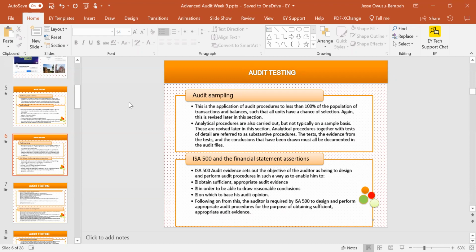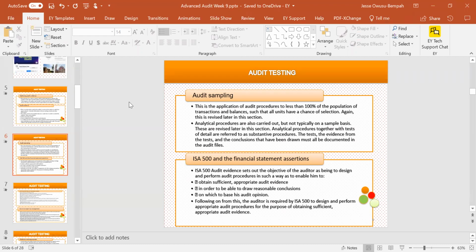Now, as we go through this lecture for today, we'll be talking about analytical procedures. I wouldn't want to touch on that too much here. As we go on, we'll talk a bit about analytical procedures, which is one of my favorite parts of audit.